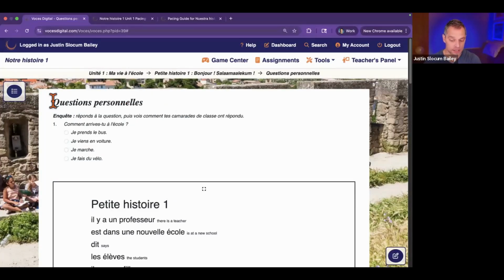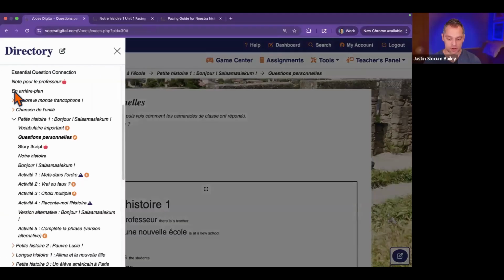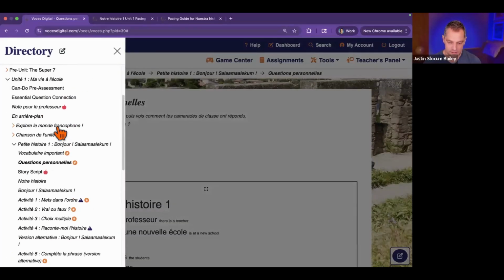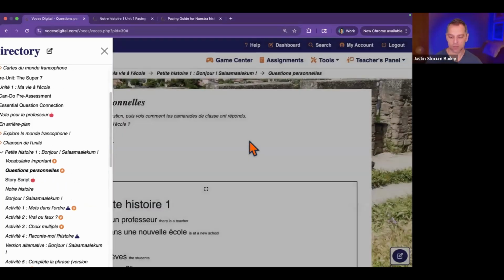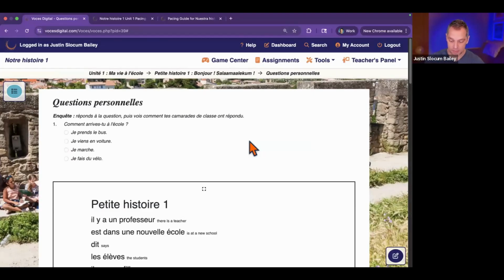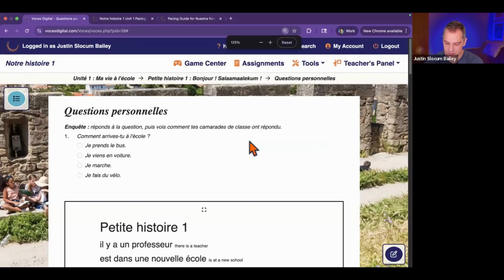So here I am on a question personnelle page. To give you context, this is in Unit 1, Petite Histoire 1. The first thing is always important vocabulary. The second one is always personal questions, preguntas personales. And what that takes me to in the newest update, let me see if I can make this a bit bigger for us as well, is an encuesta survey that, if your students have accounts and they answer this, generates a pie chart with people's answers.